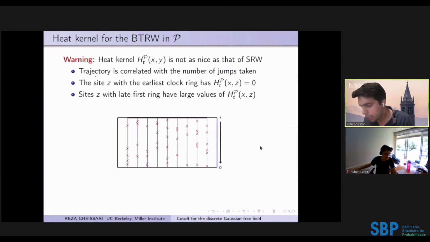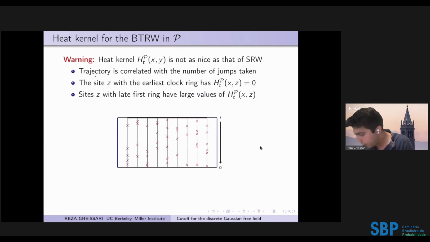A more concrete example is, let's consider the site with the earliest clock ring. Okay, so that's this guy. This is the one whose clock ring is closest to 0. The probability that the random walk is here at time 0 is 0. There is no chance it can end up there, because if it's coming through here, it's going to jump at that time, and no other clock ring can send it there after that last clock ring.